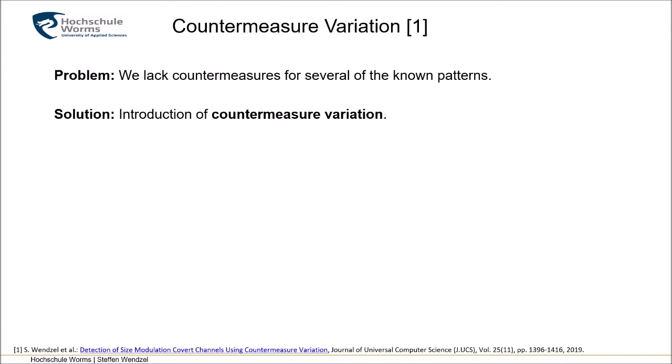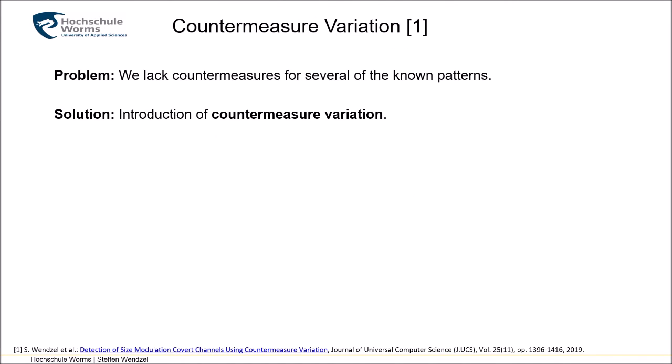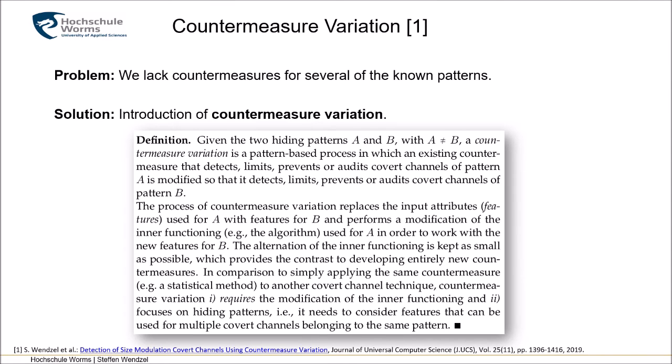Okay, so as you might know, and I already mentioned it, we have 20-something patterns now, and we lack countermeasures for several of the known patterns. While the table on the previous page has shown that detection should be feasible, it doesn't mean that there is a solution already present for each pattern. For this reason, we came up with an idea we call countermeasure variation. I copied and pasted the definition from our paper here, so I will just read it.